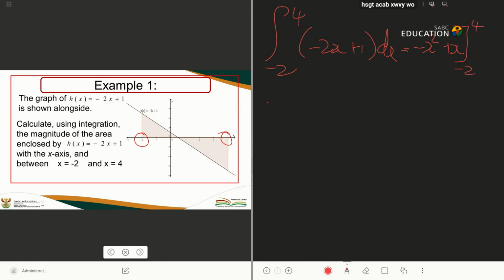Then which becomes negative of negative 4 squared plus 4, then minus negative of negative 2 all squared plus negative 2.